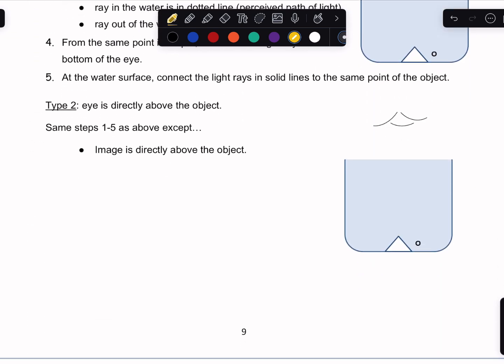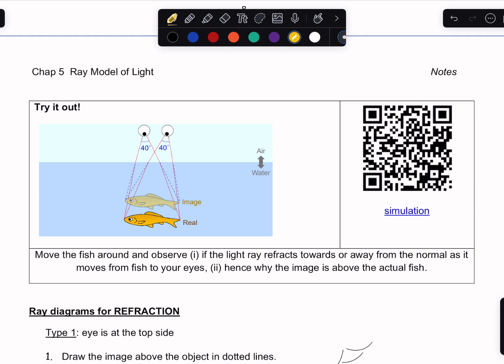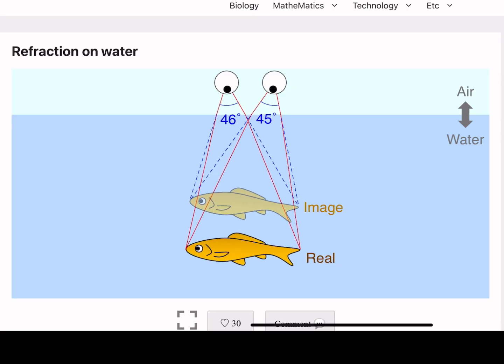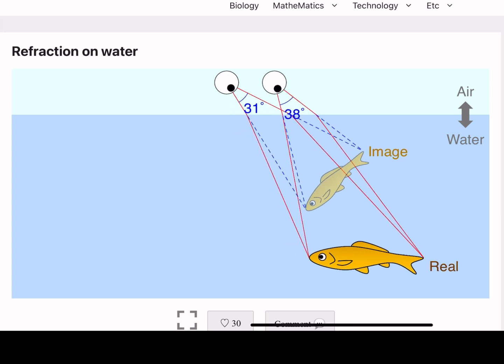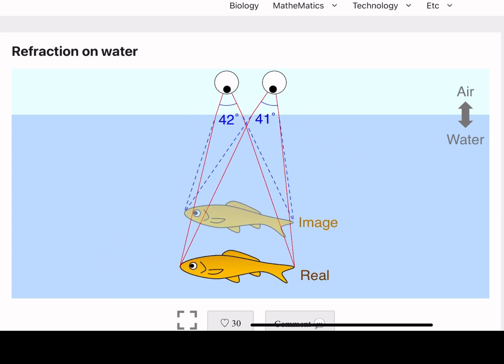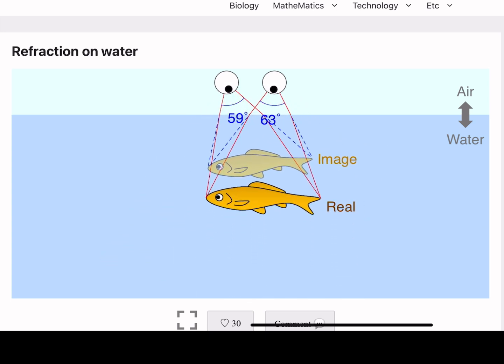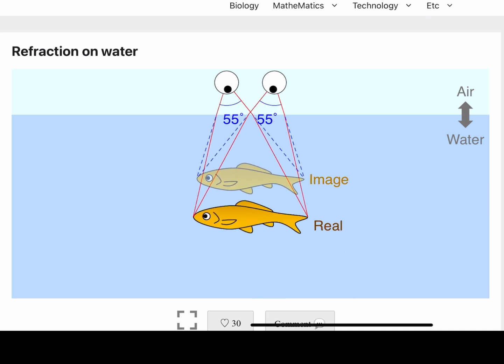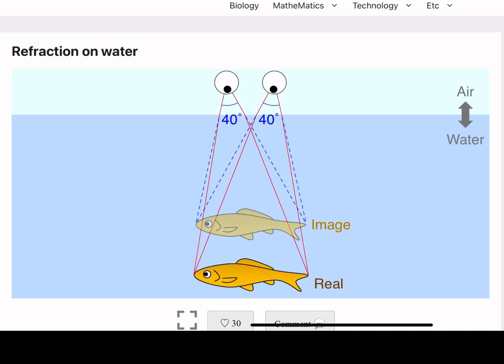So we are over at page 9 now. Try out this simulation yourself. Move the fish around and observe if the light ray refracts towards or away from the normal as it moves from the fish to your eyes. And hence, why is the image above the actual fish? So you can see that no matter how I move the fish, I would perceive the fish to be higher. The image of the fish is always higher than the actual fish.